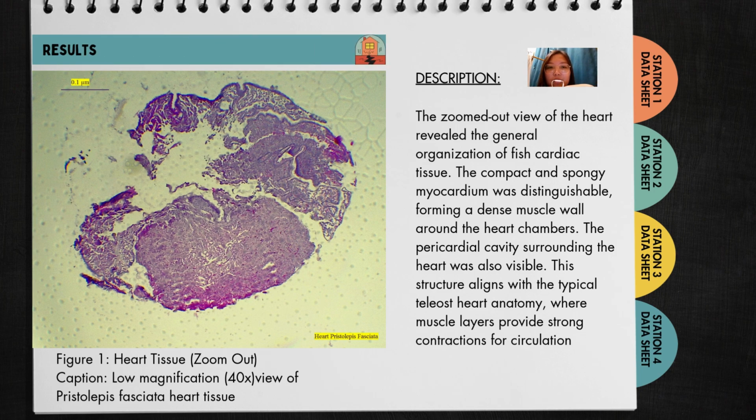Next we go into the results. The first image shows heart tissue from a zoomed out, low magnification view. The zoomed out view of the heart revealed the general organization of its cardiac tissue. The compact and spongy myocardium was distinguishable, forming a dense muscular wall around the heart chamber. The pericardial cavity surrounding the heart was also visible. This structure aligned with typical tilapia heart anatomy, where muscle layers provide strong contraction for circulation.